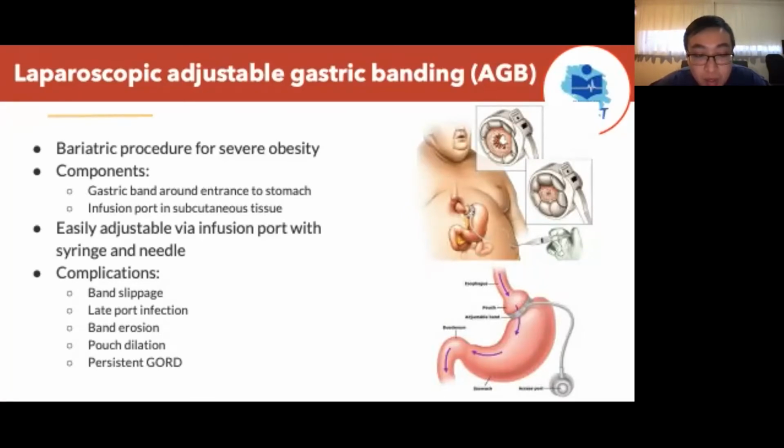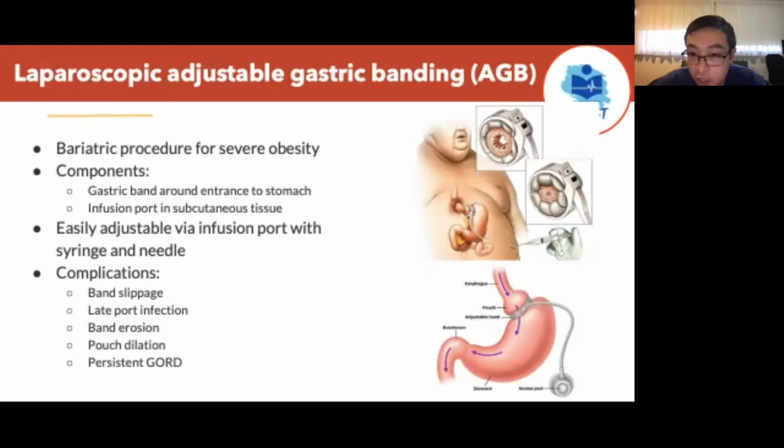So the gastric band itself consists of a soft silicon ring that's connected to an infusion port that's embedded in the subcutaneous tissue, usually in either the left upper quadrant or the right upper quadrant.